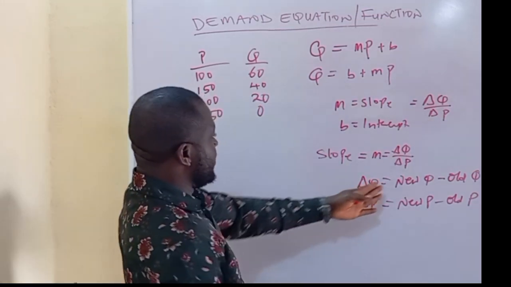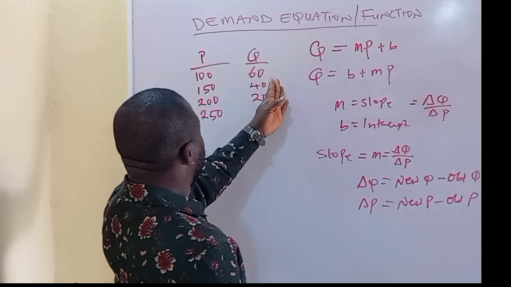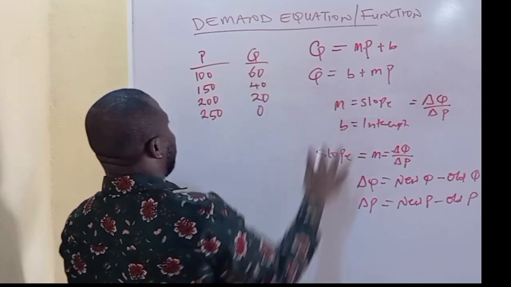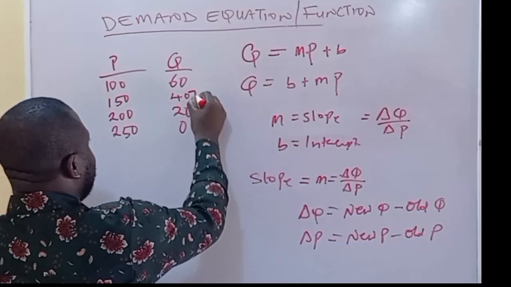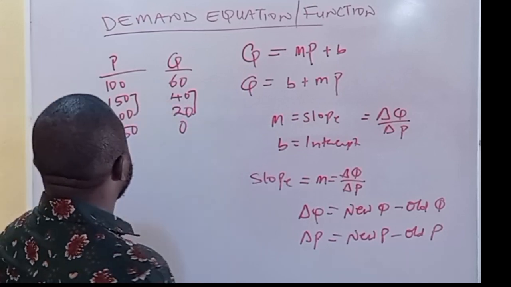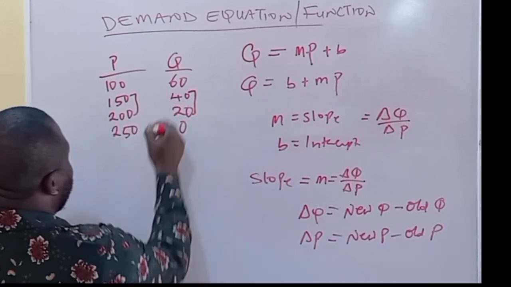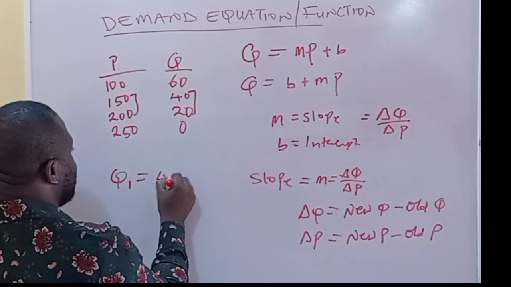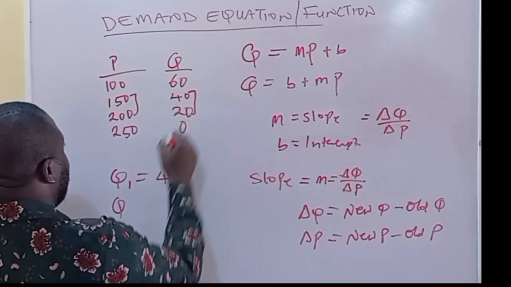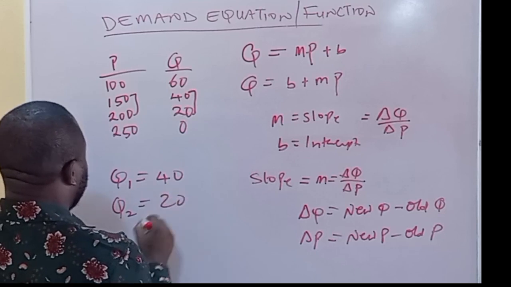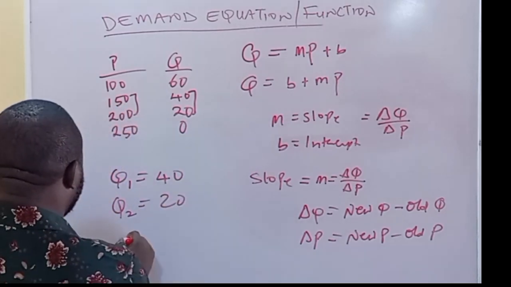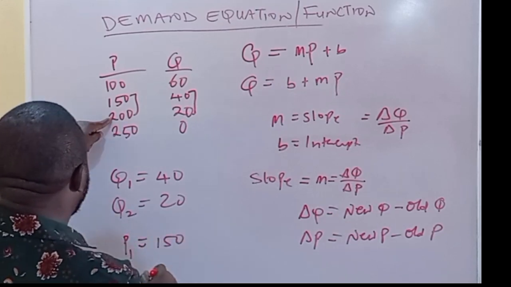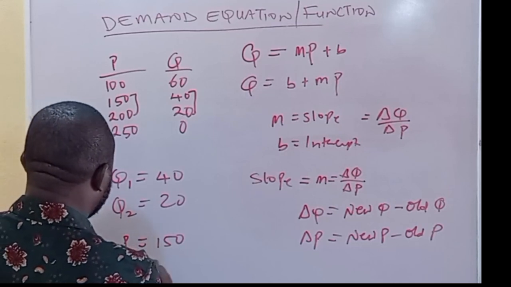For us to get new quantity and old quantity, all we need to do is to come to this demand schedule and take any two pairs. For instance, we can take these two pairs here, so that when we come to the quantity, we have that the old quantity here is 40. Let's call old quantity Q1 as 40, and let's call the new quantity 20. And we can have the old price as 150. Let's call it P1 as 150, while the new price is now 200.